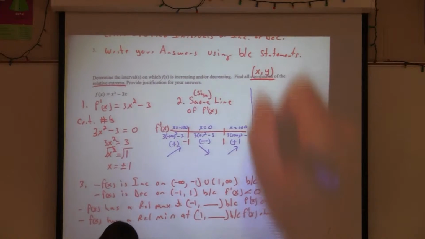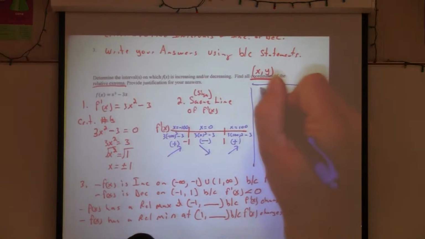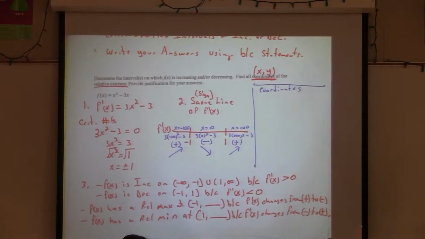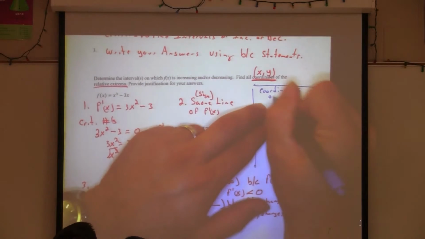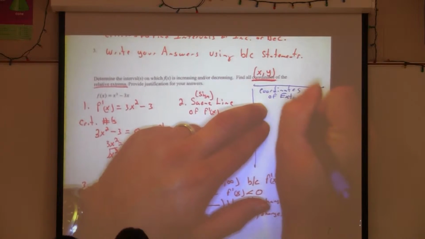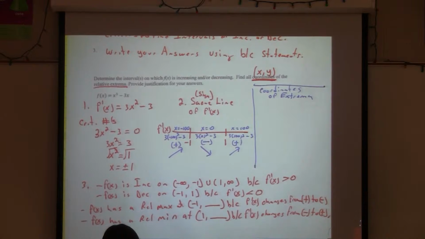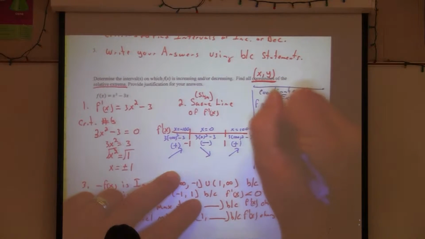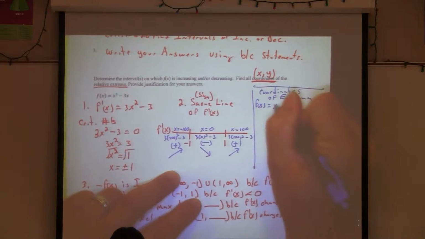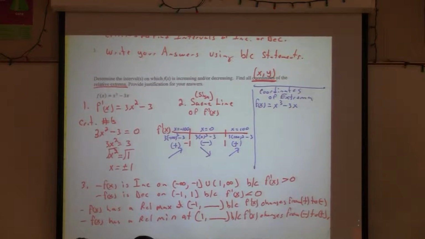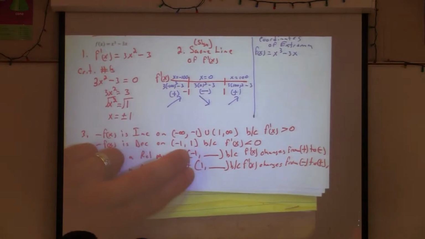The original equation. So I'm going to do that over here, and I'm going to write coordinates of the extrema. Remember that we're going to plug them into, you said, the original equation, which is x to the third minus 3x. So let's find those y values for the x values that we have at the bottom, which is negative 1 and what? And 1.